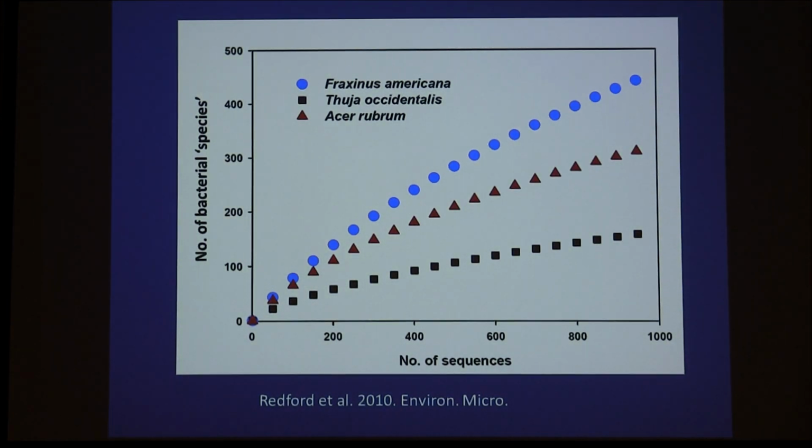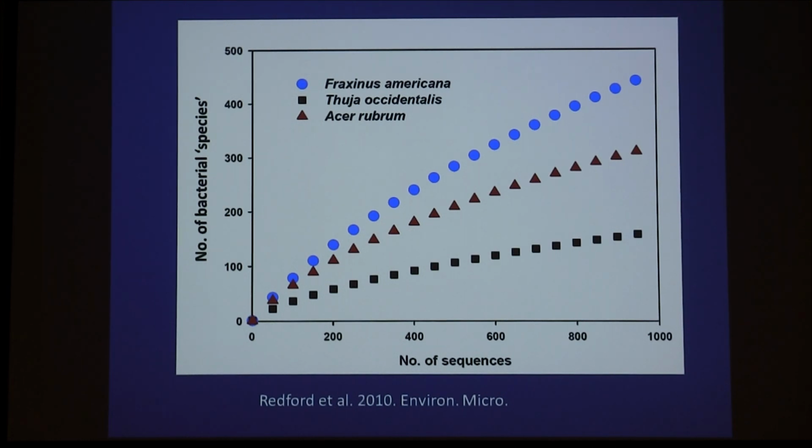So these are just 3 plant species. These are actually 3 individual samples from individual trees, just to show you what we're working with here. So the x-axis is number of sequences. So it's essentially how many bacterial genomes are we looking at in each sample. So we sampled about 1,000 individual bacteria in each of these samples. The y-axis is number of bacterial species.